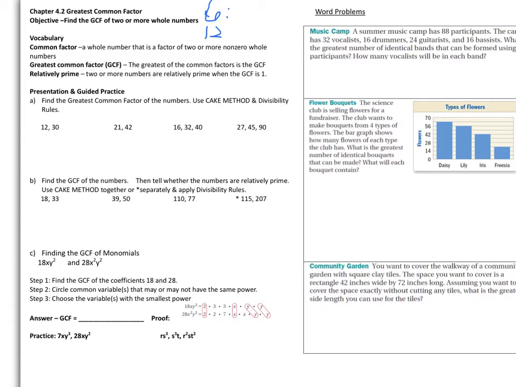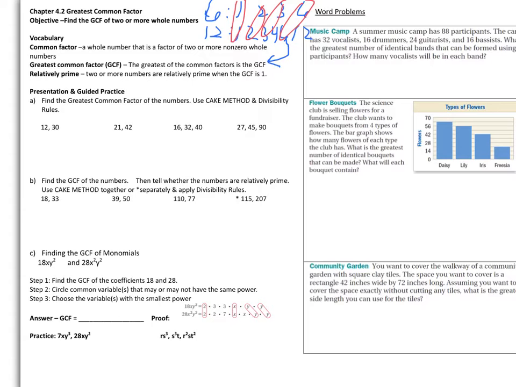All the factors of 6 are 1 and 6, and then 2 and 3. And for 12, we have 1, 12, 2, 6, 3, 4. So all the common factors of 6 and 12 are 1, 2, 3, and 6. And since 6 is the biggest one, we call that the greatest common factor.